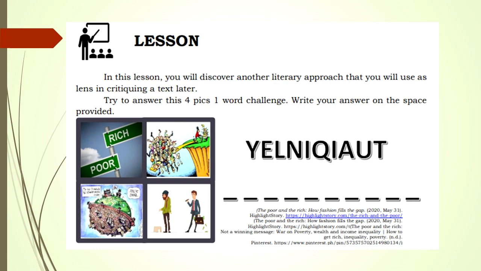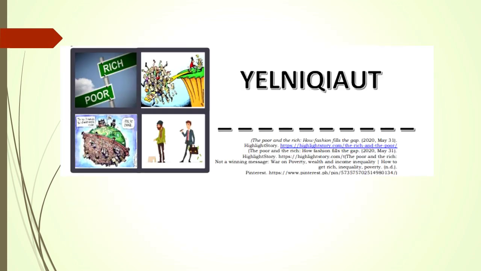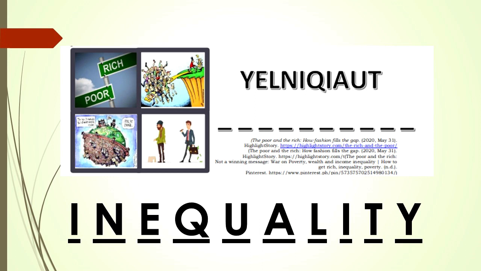So, let's get started. I want you to try to answer this 4 pics 1 word challenge. Write your answer on the space provided. Let's take a closer look at these pictures. These are the jumbled letters to form a word. Do you already have an idea what is the word we are looking for? You are correct. The word is inequality. According to Merriam-Webster, inequality means the quality of being unequal or uneven, such as social disparity. That is more like being unfair.